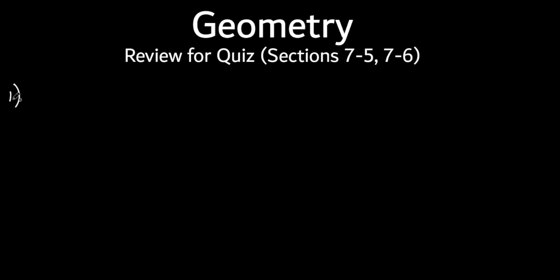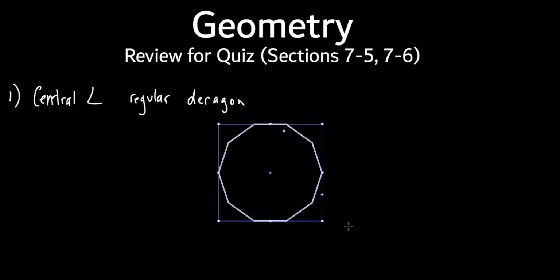So here's what the first thing says. It says find the measure of the central angle of a regular decagon. Now look, you don't have to draw a whole entire decagon here. I'm going to because it's super easy for me, because all I got to do is change this. How many sides does a decagon have, by the way? 10. All right, so there's a regular decagon.